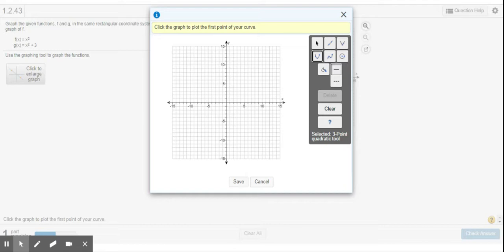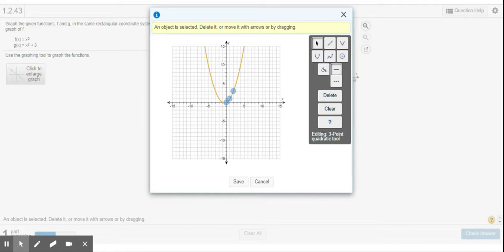So I selected it. It says f of x equals x squared. So that goes through the origin, right? And then you got to pick a couple other points. Well, I know y equals x squared goes through 1, 1. So I'm going to plot that. And then it also goes through 2, 4. And I just click that. So it took 3 points to get it to curve.